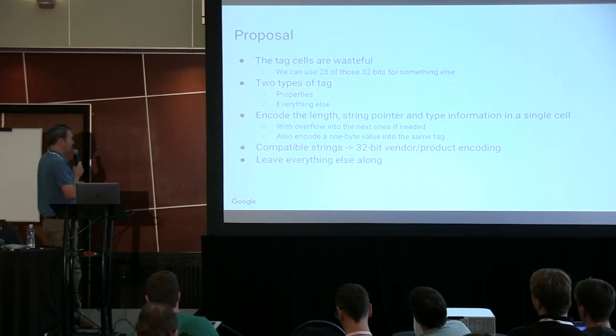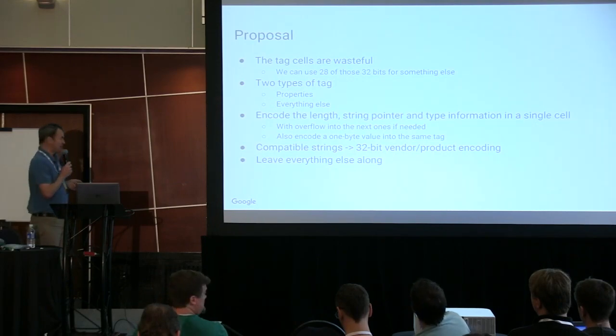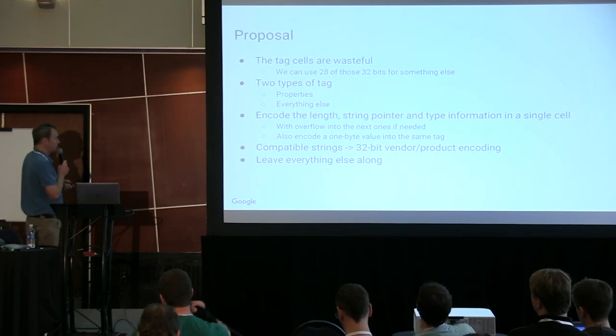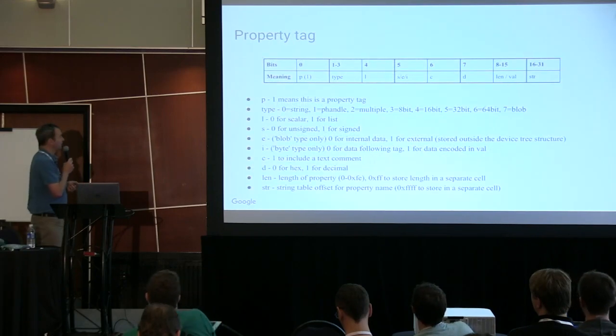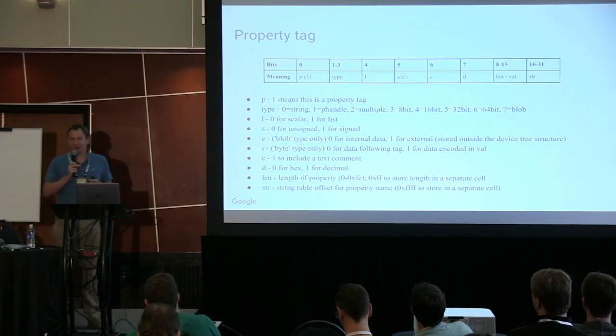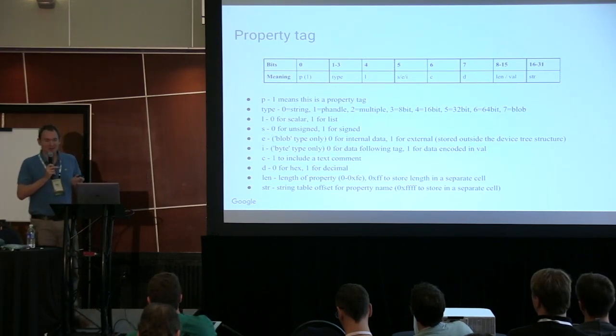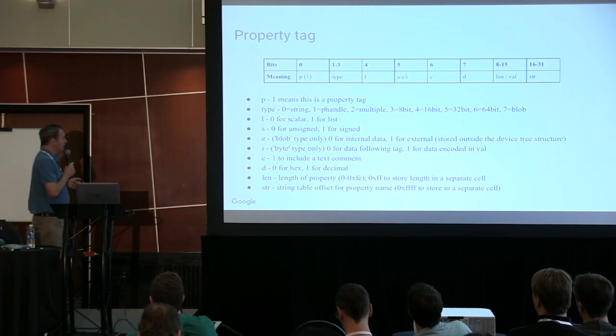I thought this would be nice: get rid of the compatible strings. They're really slow and big. And then leave everything else alone. In other words, this only affects the struct portion of the device tree. I thought, this is all very well to talk about, but unless it's a bit more real, it's all pie in the sky. So I actually tried to come up with what that format might be.